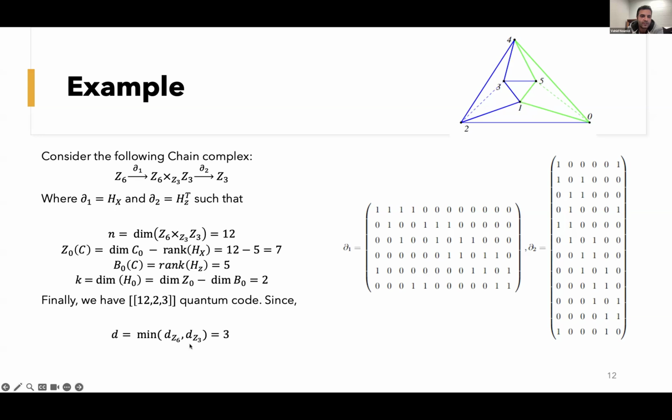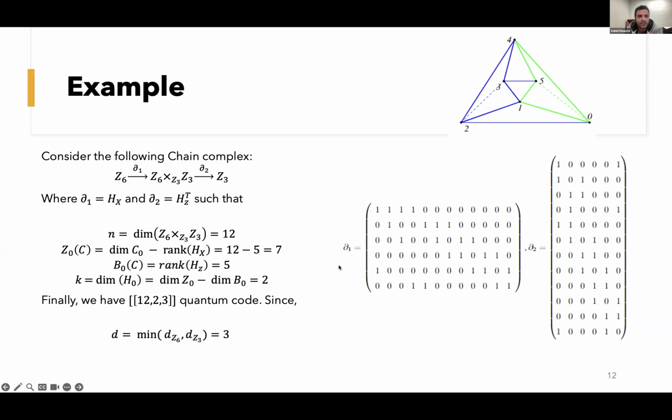Also, we have the minimum distance here for the quantum code. For finding the minimum distance, we must look at the graphs Z6 and Z3. The minimum distance of these two graphs gives the minimum distance of the quantum code. For example, Z6 has a minimum distance 6 and Z3 has a minimum distance 3. And the quantum code has a minimum distance of 3. Also, another way to find the minimum distance, if you look at the graph, we have a triangle with cycle length 3, and the shortest cycle represents the minimum distance. And so our minimum distance is 3.